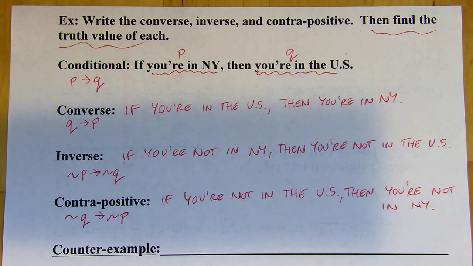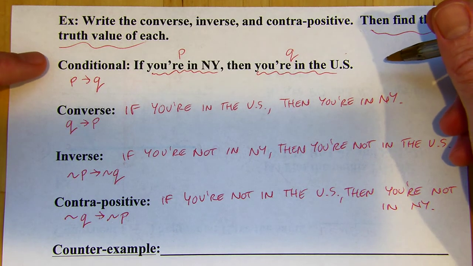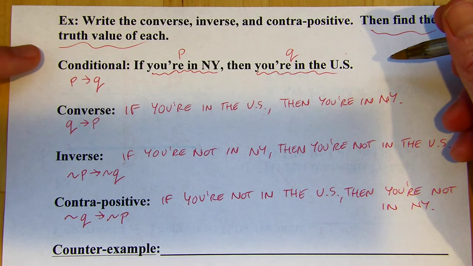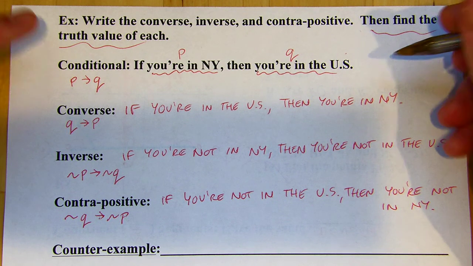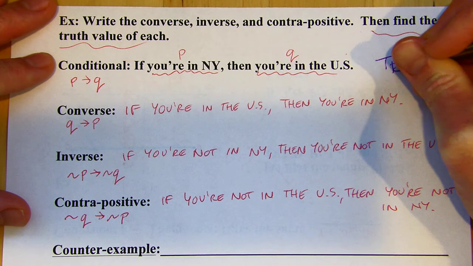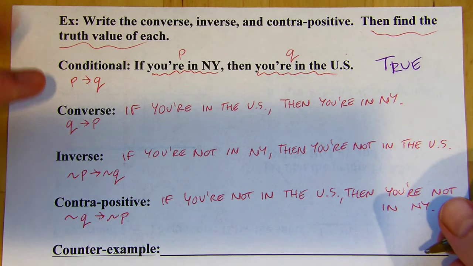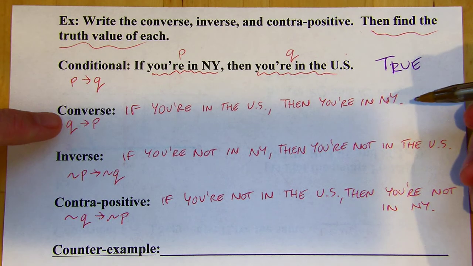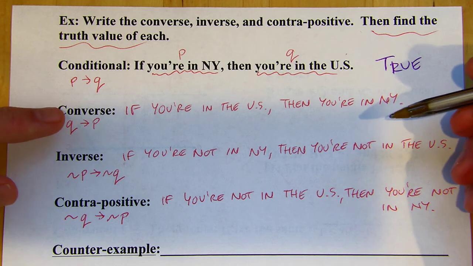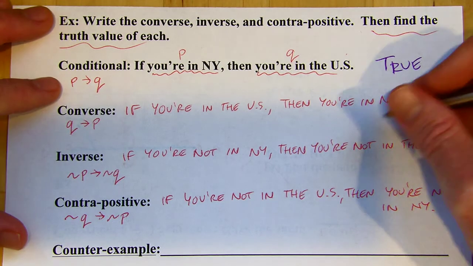Okay, so that just means say if each statement is true or false. So let's start with the original conditional. If you're in New York, then you're in the US. Well, maybe there's a New York somewhere else in the world besides the one in the US, but I don't know of another. So sometimes you just have to judge these based on your best knowledge. So I'm going to go true for that one. Okay. If you're in the US, then you're in New York. Nuh-uh, right? I am in the US and not in New York right now, so this would be false.